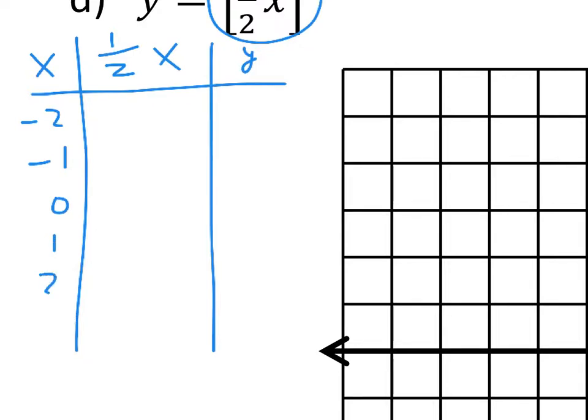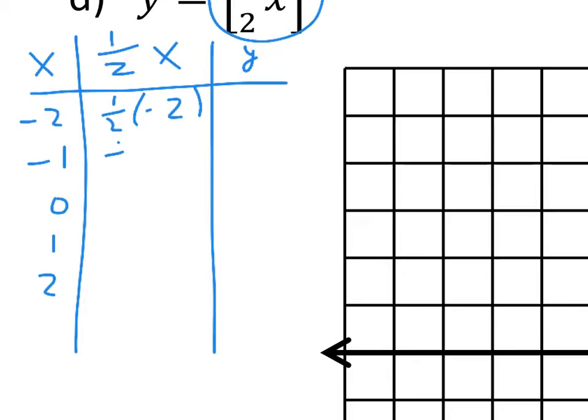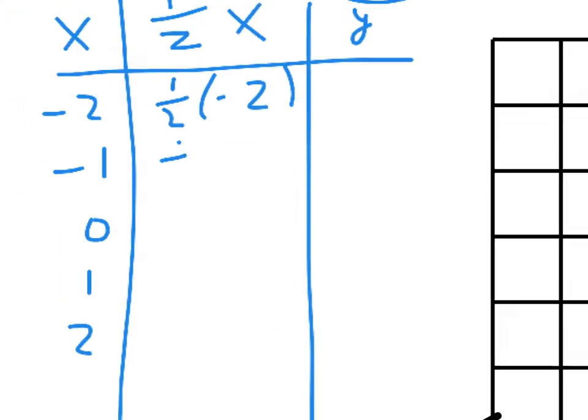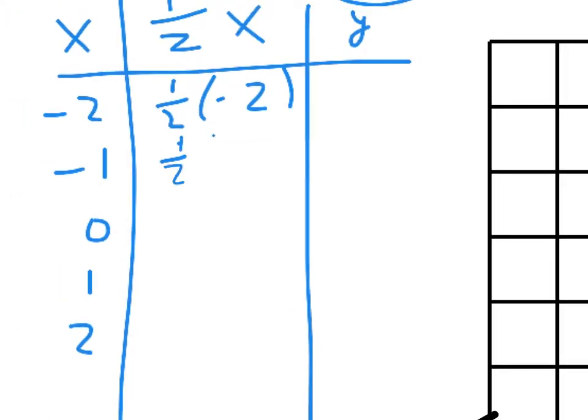So I'm going to do 1/2 times -2, 1/2 times -1, 1/2 times 0, 1/2 times 1, and 1/2 times 2.